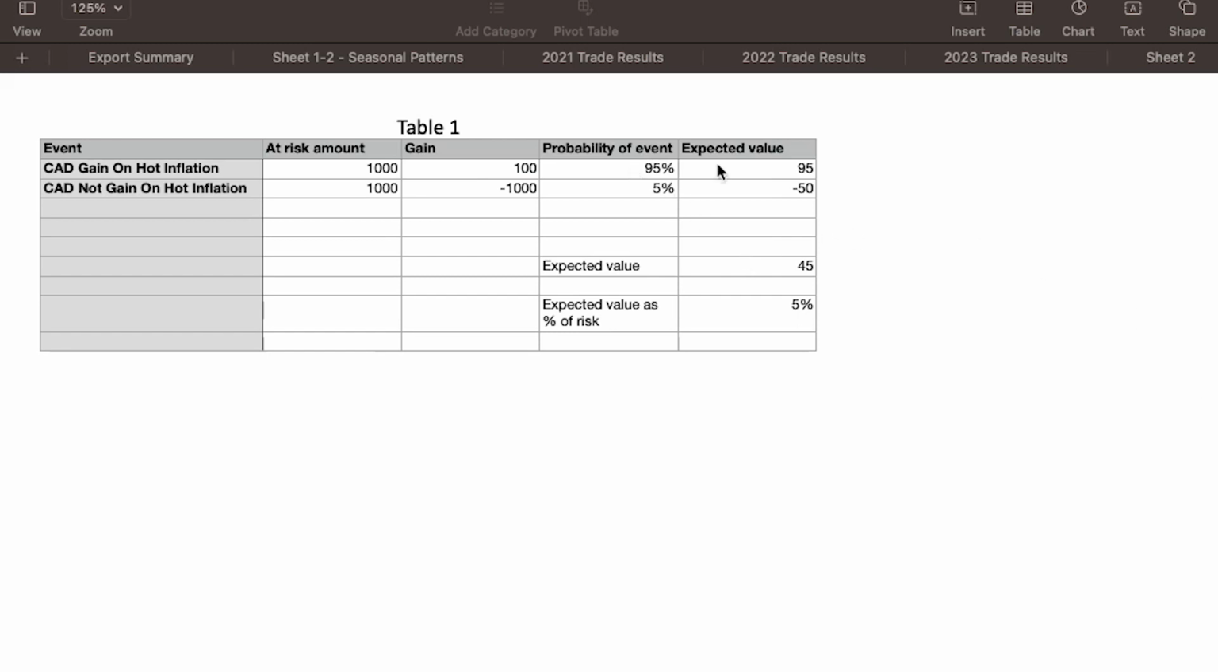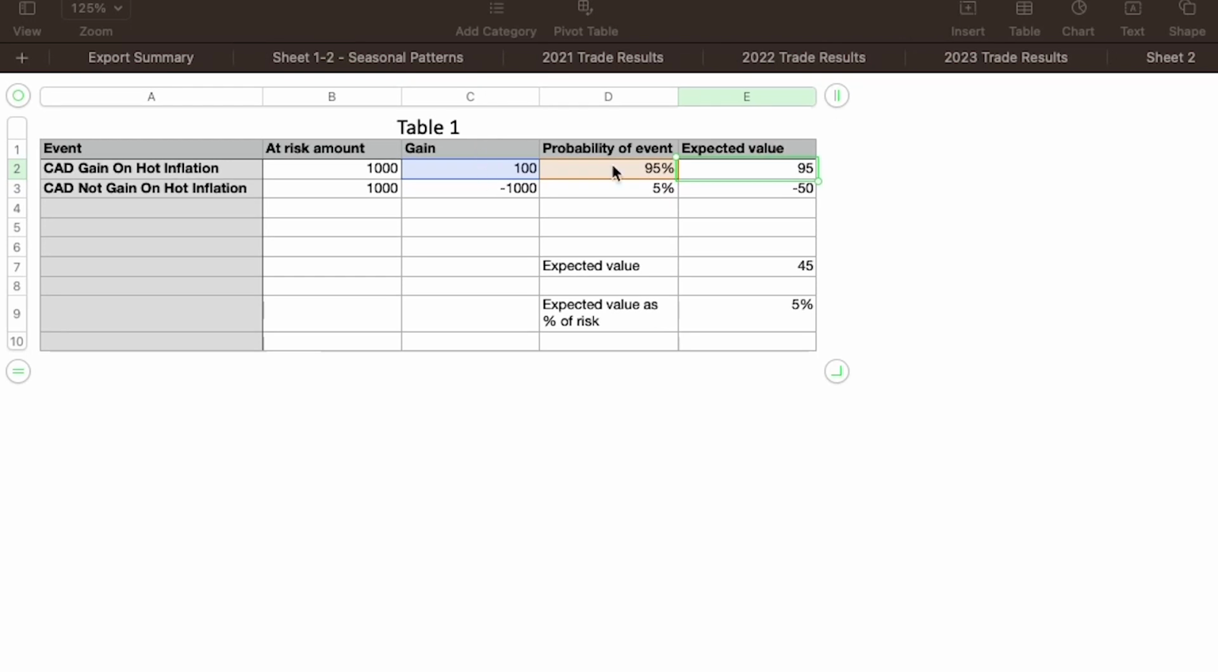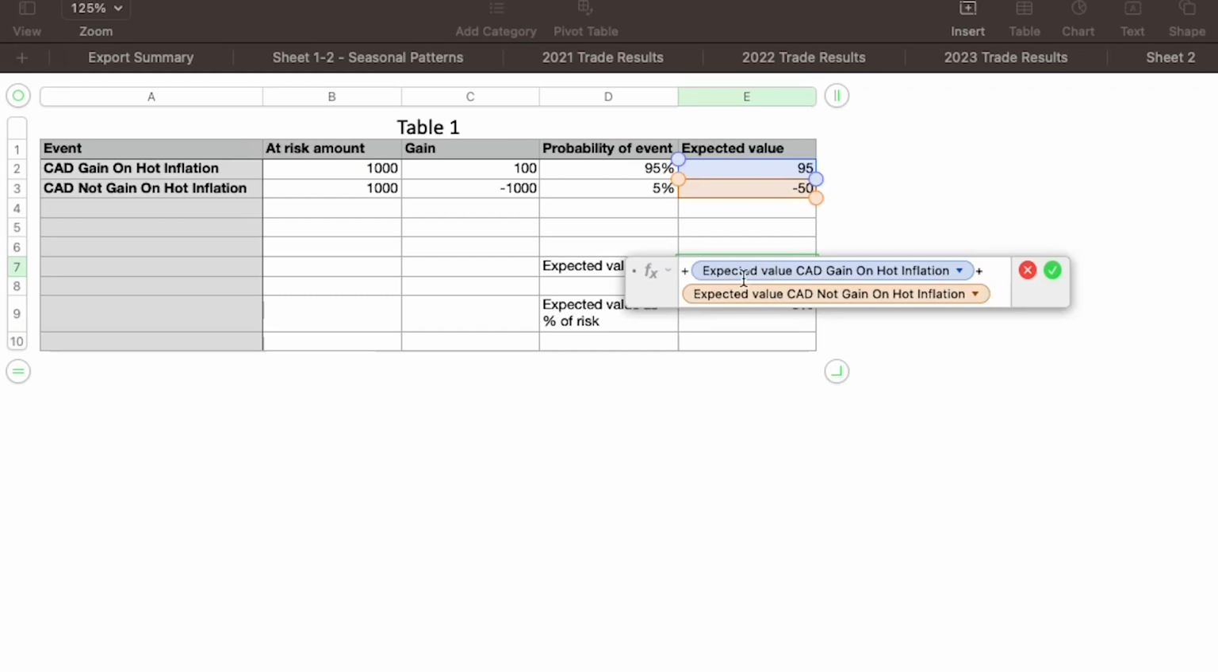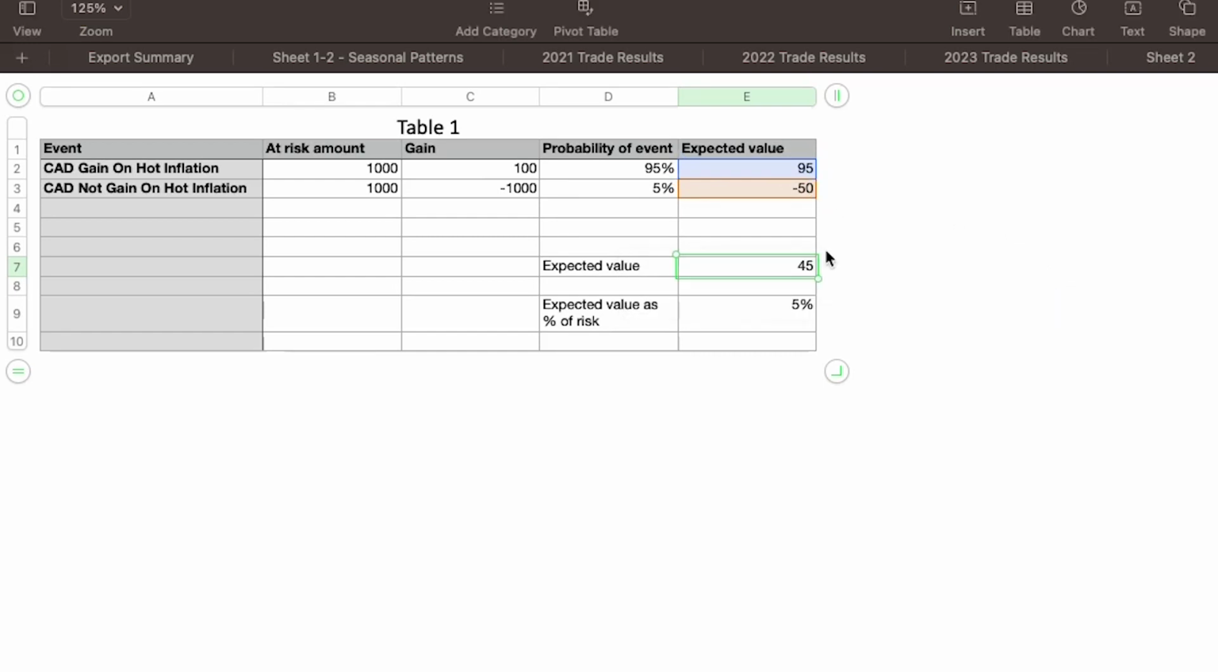Okay, I'll just put the formulas up here. C2 times D2 gives you the expected value there. Make sure that's as a percentage. Then you've got C3 times D3, that's your value there. And then you've got here, that's E5 divided by B2. And the expected value is just expected value CAD gain plus expected value CAD not gain. So you're just adding those two together. And that's it. Then next time I'll show you thinking, okay, what do I think?